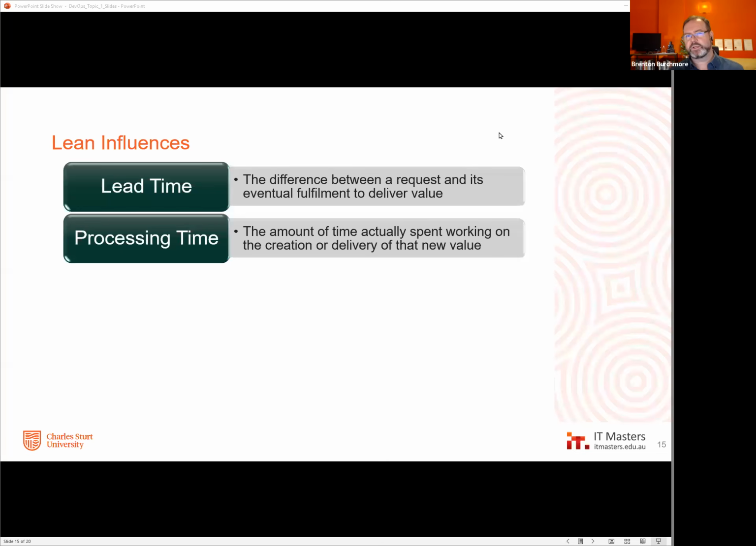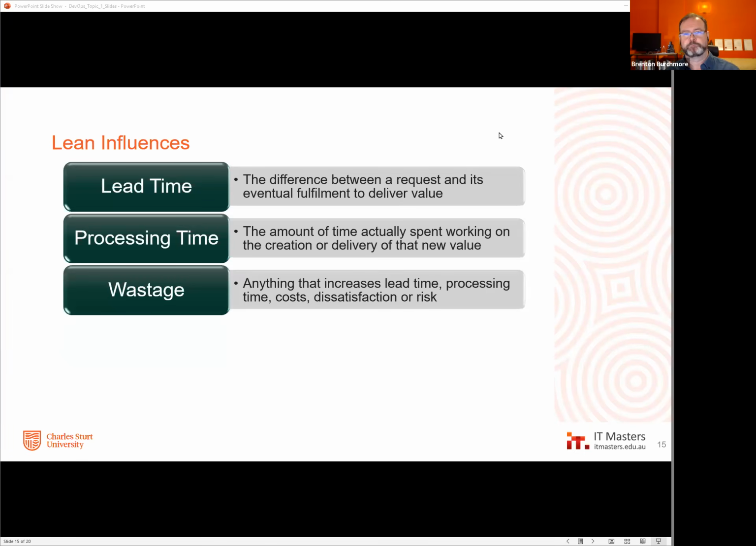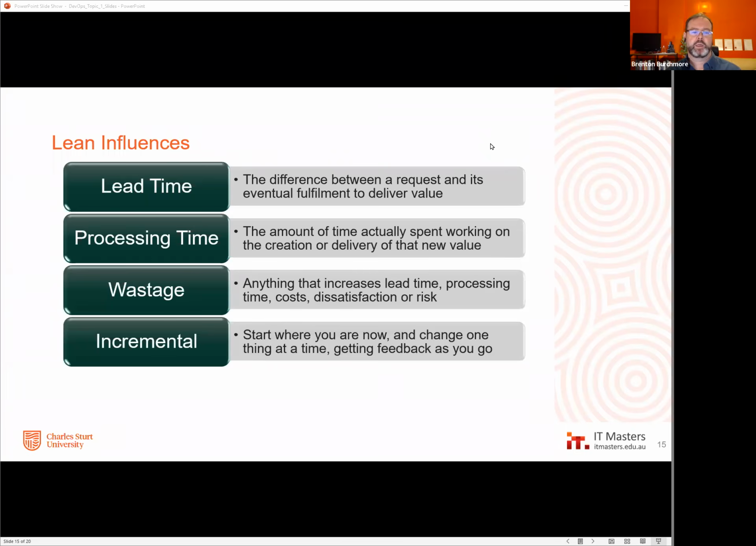So that's an extreme example of the difference between lead time and processing time. But this is where lean is contributing to what DevOps is trying to do. Get rid of wastage. Wastage is anything that increases the lead time or increases the processing time or anything else, increases cost, risk, anything. It's also small, incremental.